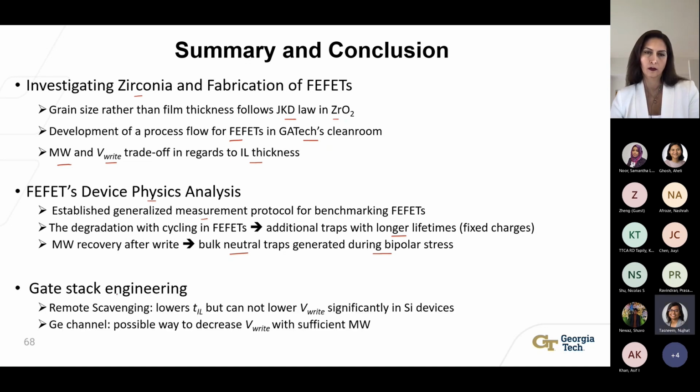And then my limited work on gate stack engineering revealed that remote scavenging can lower the IL thickness, but cannot lower the write voltage significantly in silicon-based devices. Also, a germanium channel has the potential to solve the write voltage and memory window problem in FFETs. However, much more further study is required in this regard.